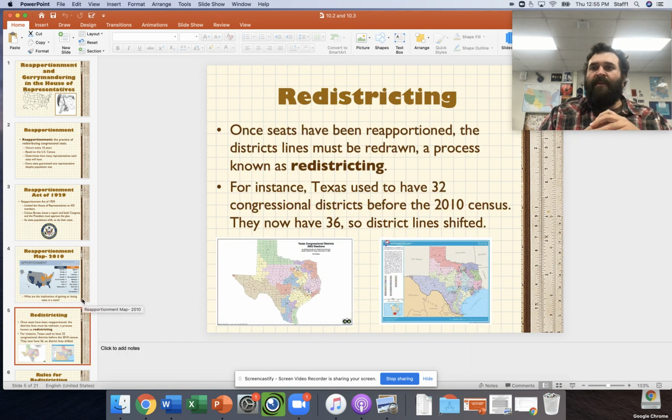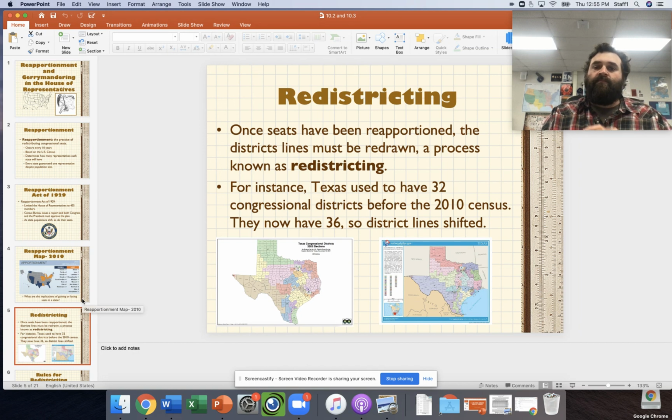Now, once we've determined the total number of representatives that each state is going to have, the lines for where these representatives actually represent get redrawn as well. This is a process called redistricting, and this is really the controversial process. This is where that comes in.